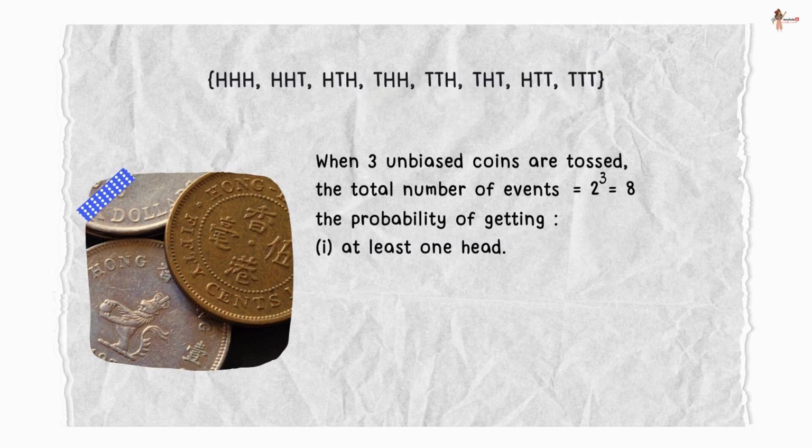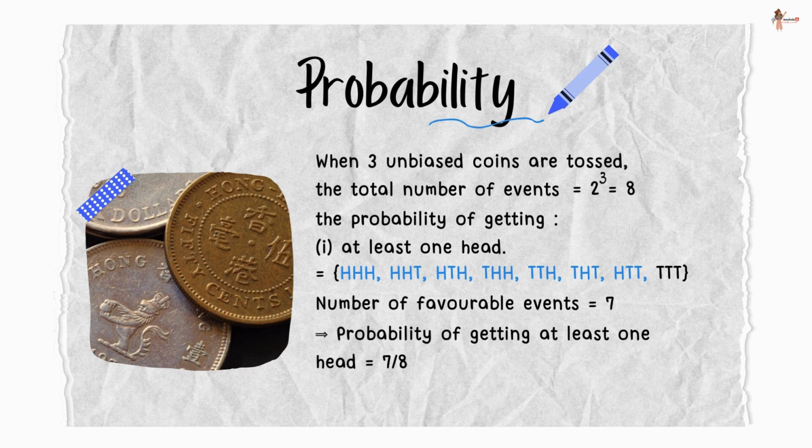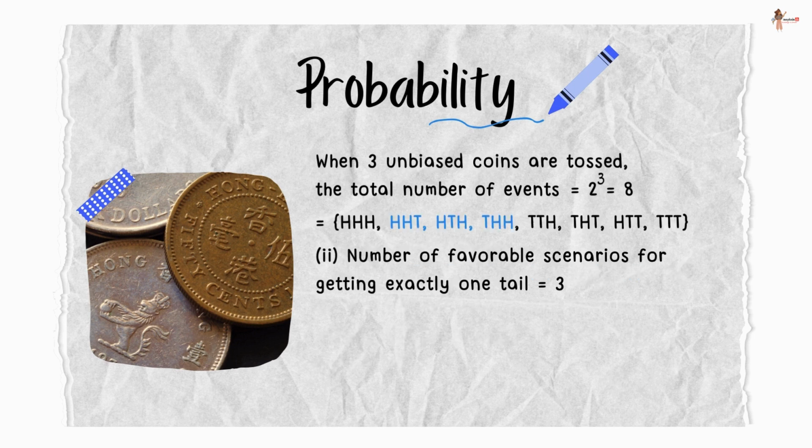Now the probability of getting at least one head. So the favorable outcomes are the ones marked in blue. That means 7 out of 8. So the probability would be 7 out of 8.